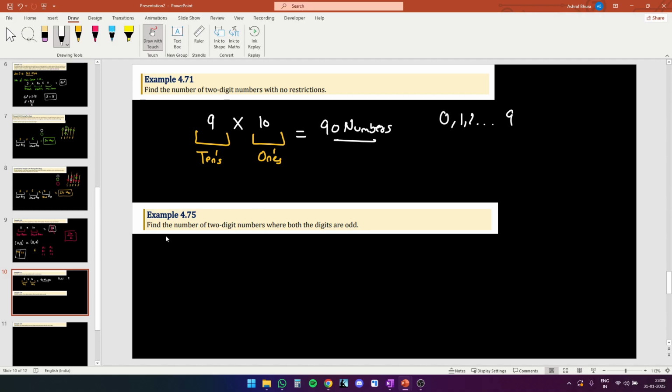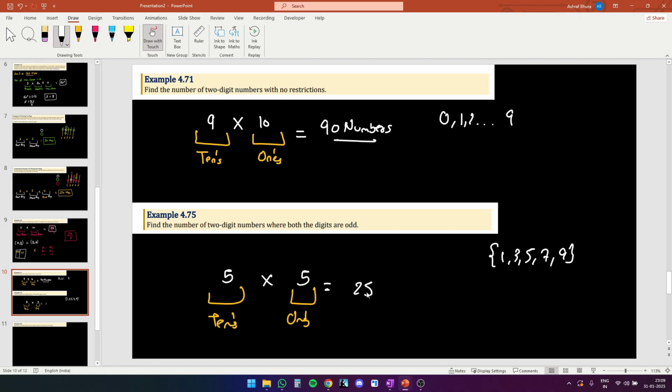Okay, next, find the number of 2-digit numbers where both the digits are odd. So both the digits should be odd. So tens and we have ones. So how many choices for the tens part? I have 5 choices. Either it can be 1, 3, 5, 7 or 9. And second digit should also be odd. So 5 times 5. So total I will get is 25 numbers.